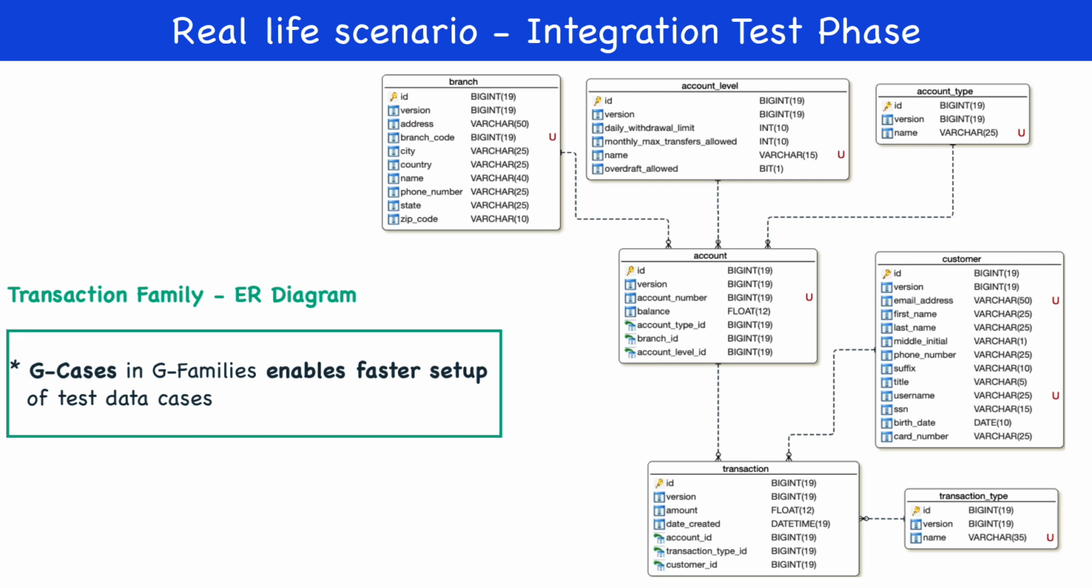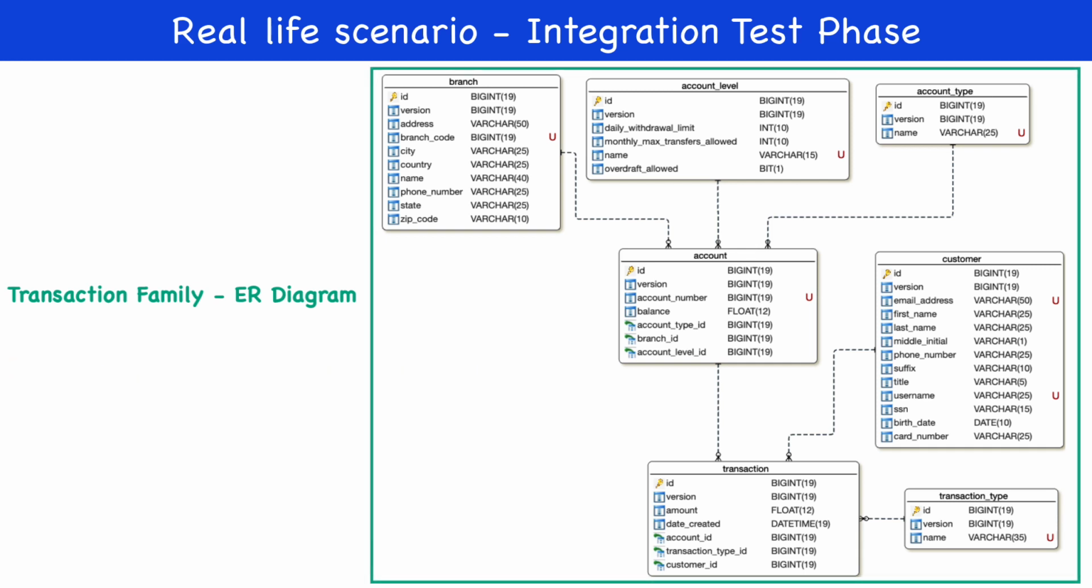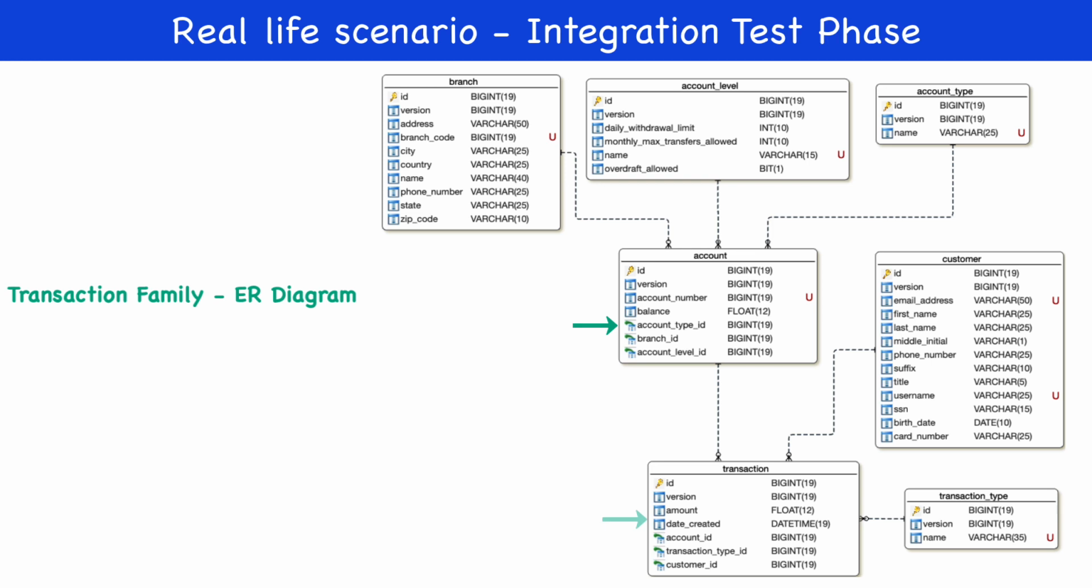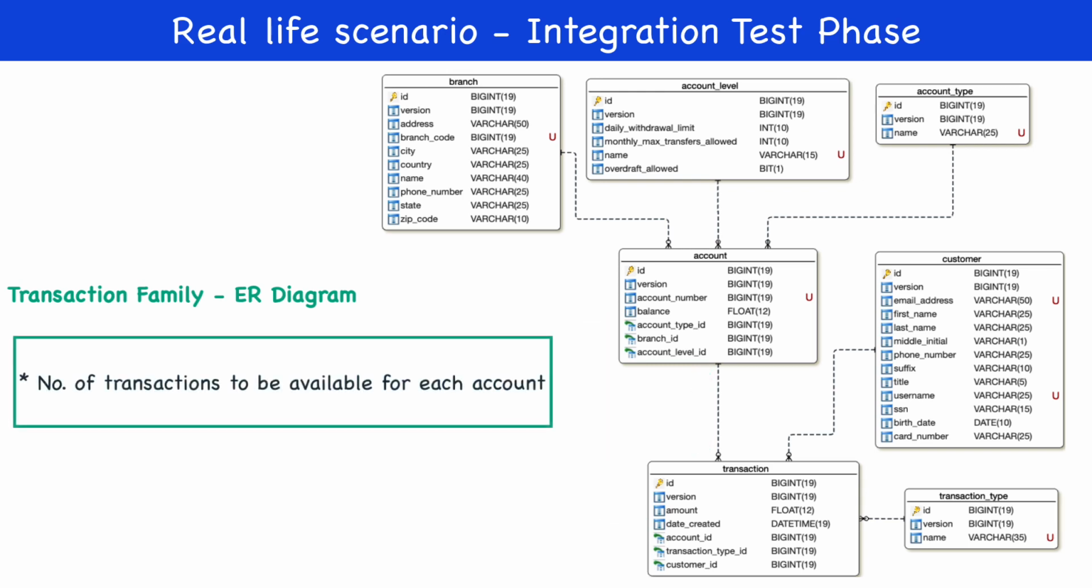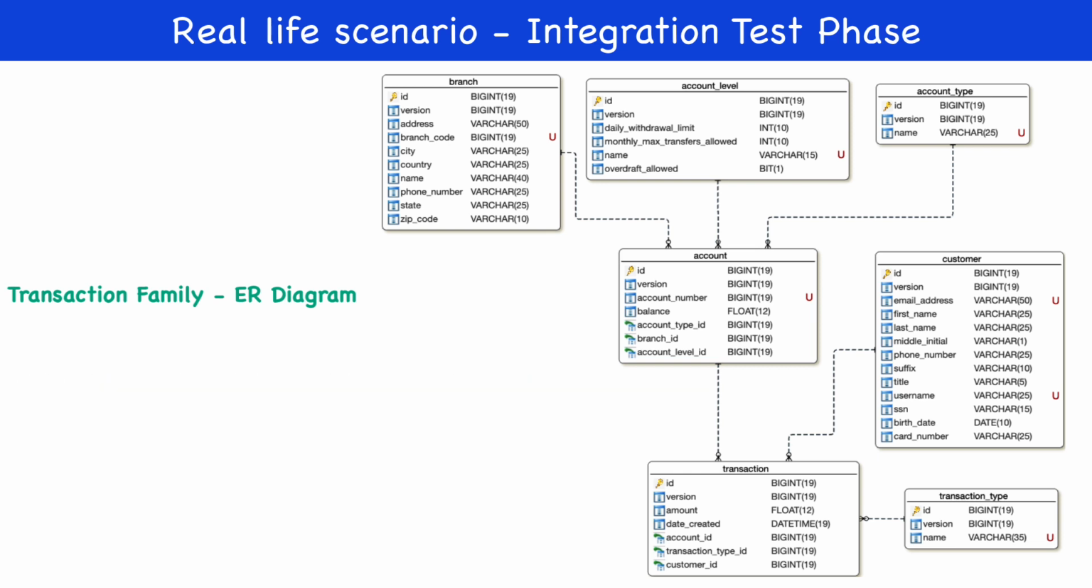Now, for the transactions test data setup, all we have to do is, from the already identified families, just by looking at the transactions family ER diagram, click and choose all the necessary dependent domains effortlessly. It is noteworthy that the relationship between the account and the transactions table is one-to-many, signifying that each account can have multiple transactions. To satisfy that condition, G-cases also has the option to specify the number of transactions to be available for each account. That's all it takes. With just a few clicks, our test data case is now ready, ensuring 100% compliance with referential integrity. This streamlined approach from G-families is truly remarkable.